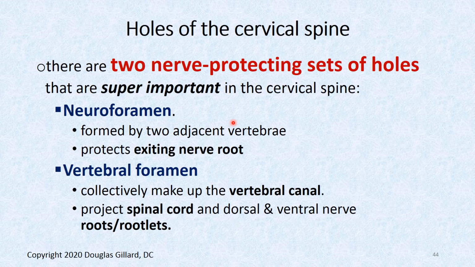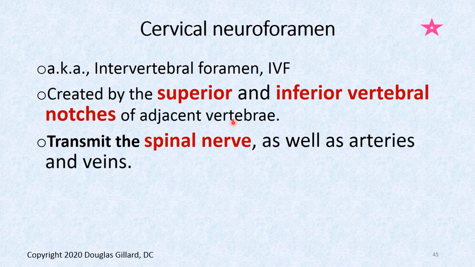And then the neuroforamen are how the spinal nerve roots get out of the spine, which we'll look at as we go. Let's start with the neuroforamen, also called, chiropractors tend to call these intervertebral foramen. Medical docs tend to call them neuroforamen. Also an AKA for intervertebral foramen is IVF, not in vitro fertilization. That's part of the reason I prefer neuroforamen. Anyway, they're all AKAs. They're created by these vertebral notches, which I showed you a superior vertebral notch. But there's an inferior vertebral notch. Together, they come together and form a hole.